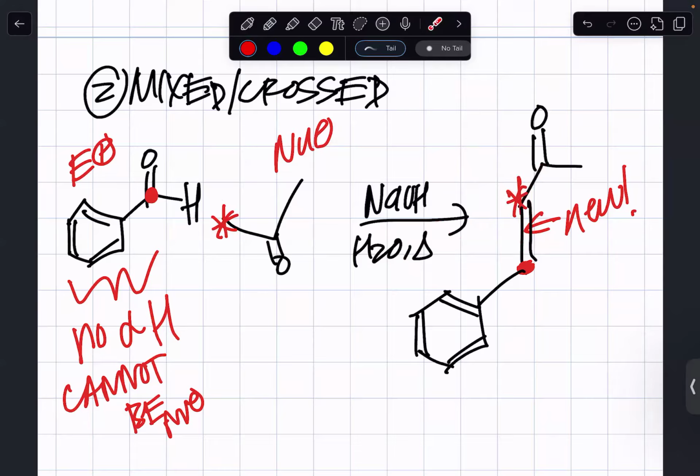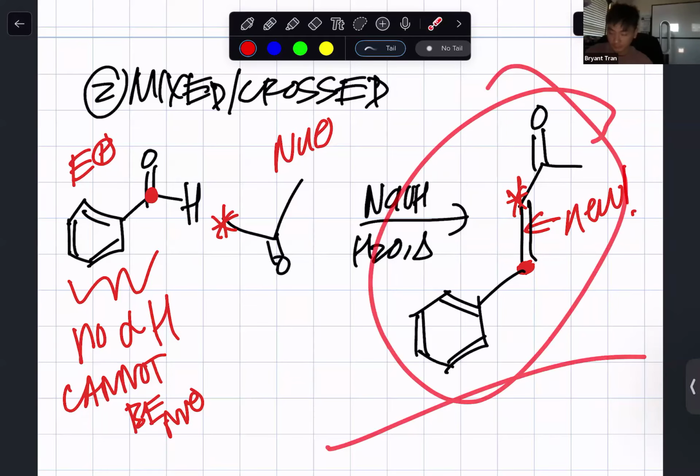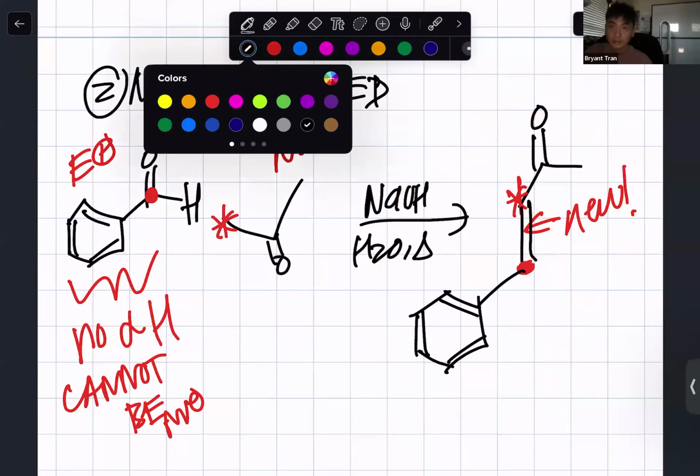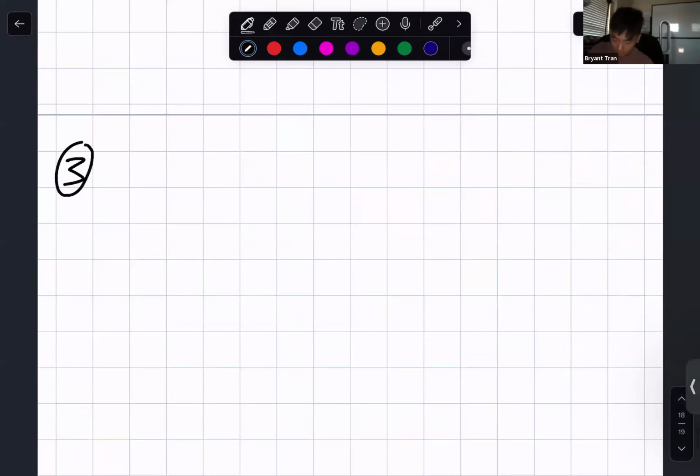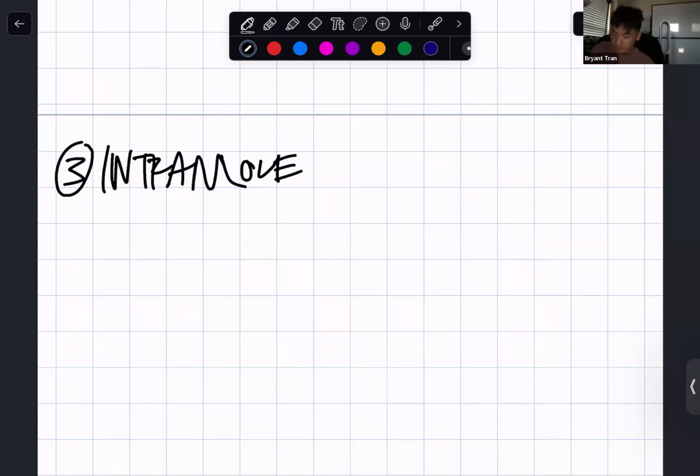In this case, we don't have to worry about that. It won't break the octet rule. Okay? That's how you can predict the product quickly for aldol dehydration to get this alpha beta unsaturated carbonyl. Now let's talk about intramolecular aldol dehydration, where the nucleophile and electrophile will be on the same molecule.